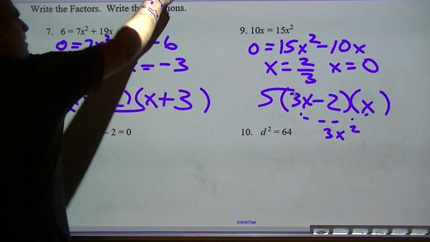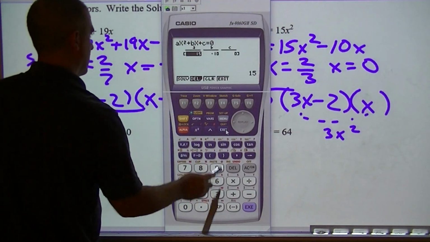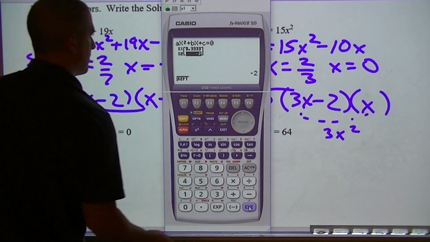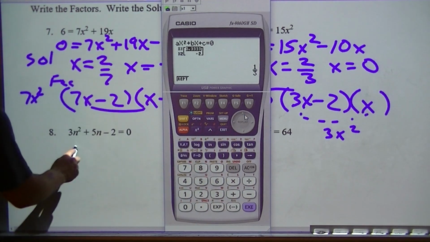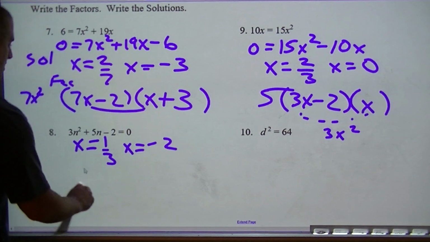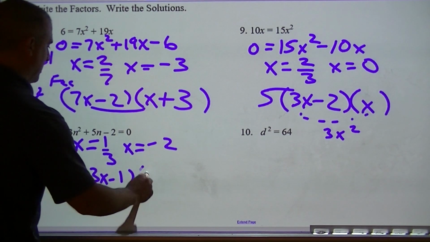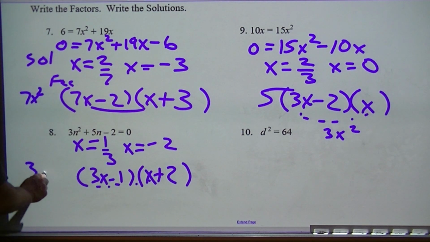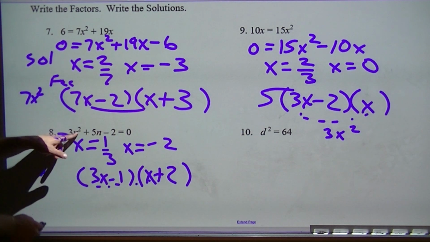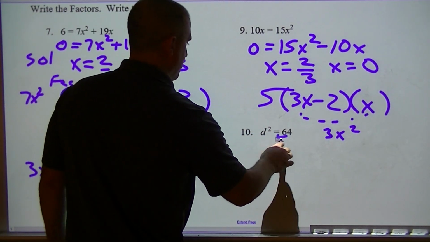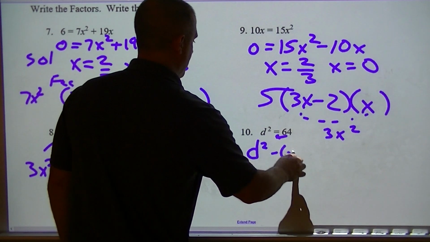This one is already set up. So I got 3, I got 5, I've got -2. I've got 1/3 and -2 are my answers. That's going to be 3x minus 1, x plus 2. If I multiply those, that's going to be 3x squared. And that matches up with that. If you want to put n there, fine. I'm not overly particular. This 64 would have to move back, so that's d squared minus 64.